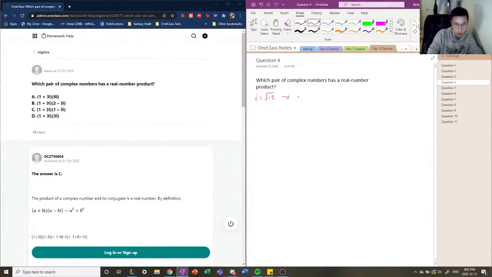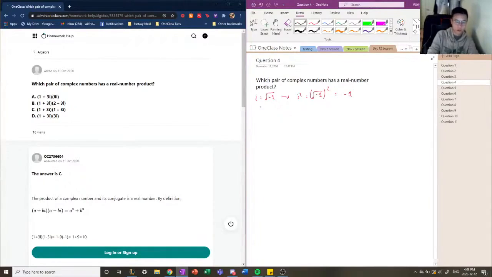So therefore, i squared is going to be equal to root of -1 squared, which is equal to -1. Okay, so this is going to be a very important fact as we try to tackle this question. This question is asking us to multiply each of these terms together and see which one only has a real number component. So we're going to do that for each of them, okay?